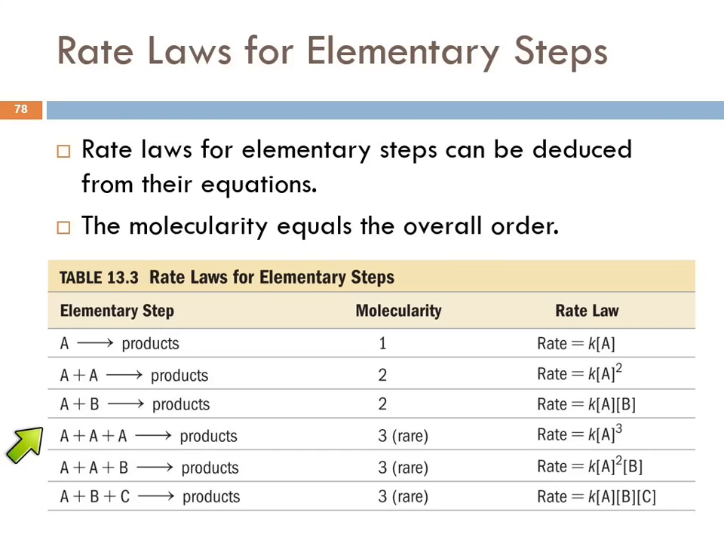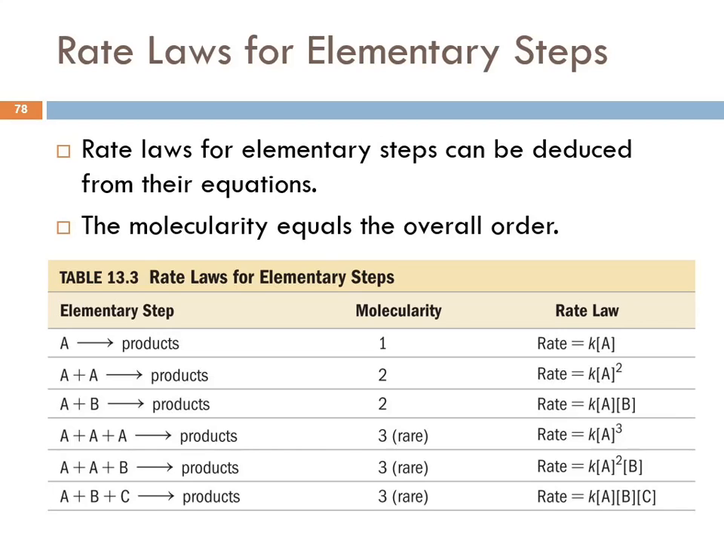And then you've got the termolecular ones. These are more rare. But here we see that the number of A's reacting is the exponent. Here we've got two A's and one B, so this is A squared times B. Here we've got three different things reacting, and so we've got A times B times C. So these exist, but these are not the ones we're going to look at the most.